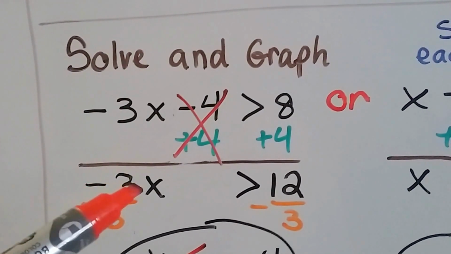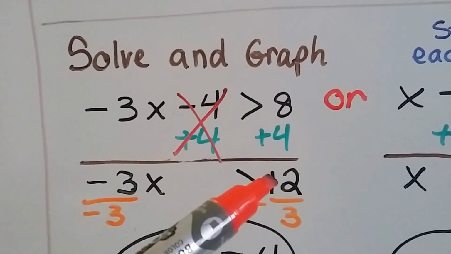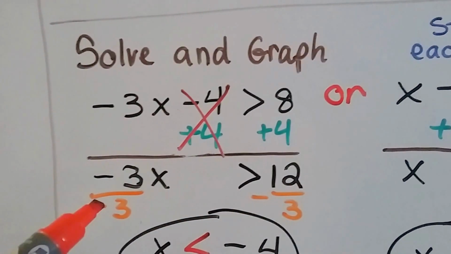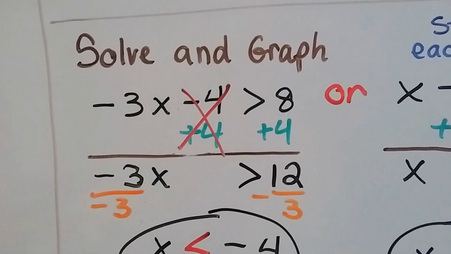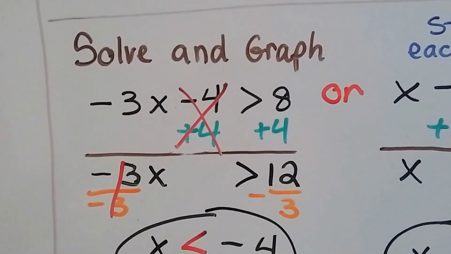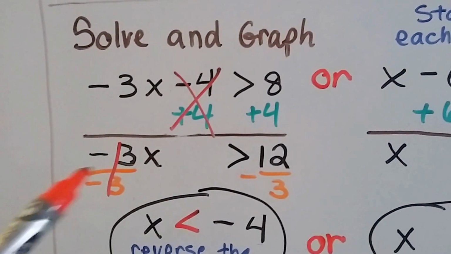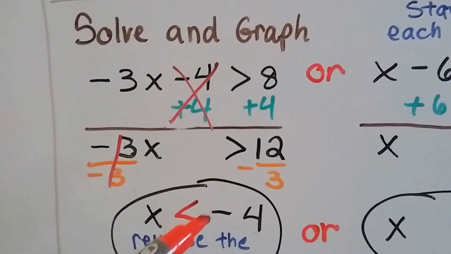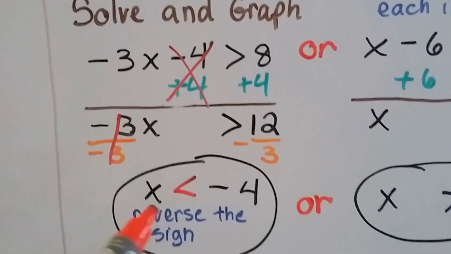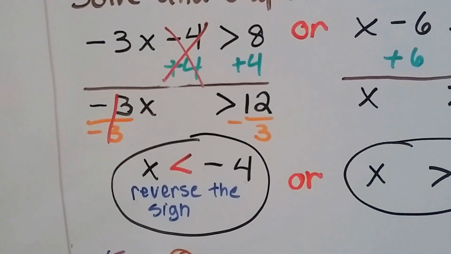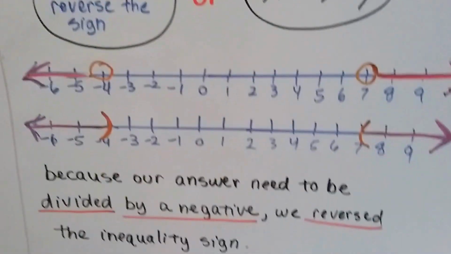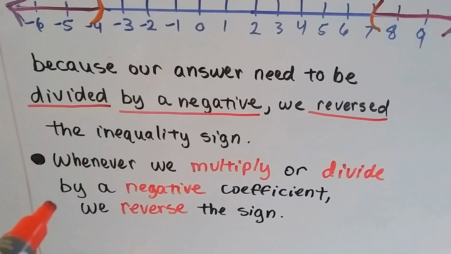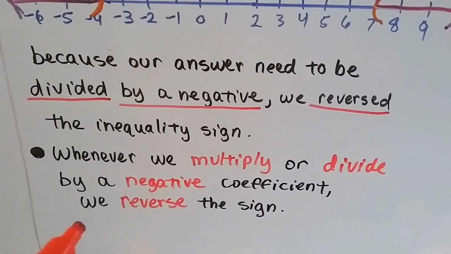Now we've got -3x is greater than 12. We can divide each side by this -3, can't we? To isolate that x, right? Because -3 over -3 makes a +1, so we have a positive x. And on this side, we have a -4. But we have to reverse the sign. We have to reverse the sign because our answer needed to be divided by a negative. We reverse the inequality sign.